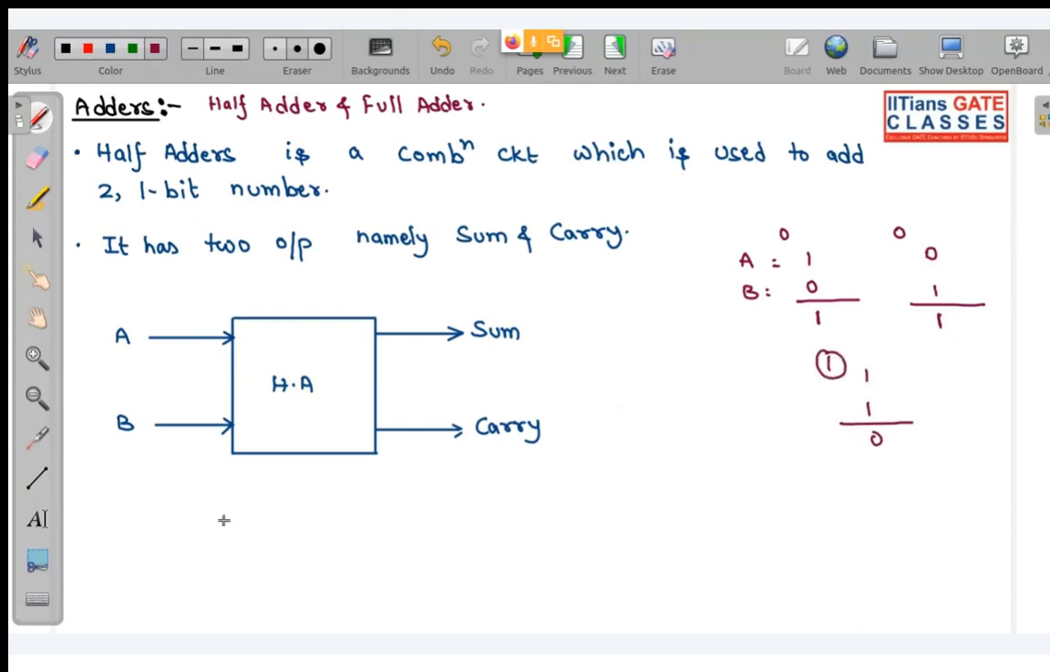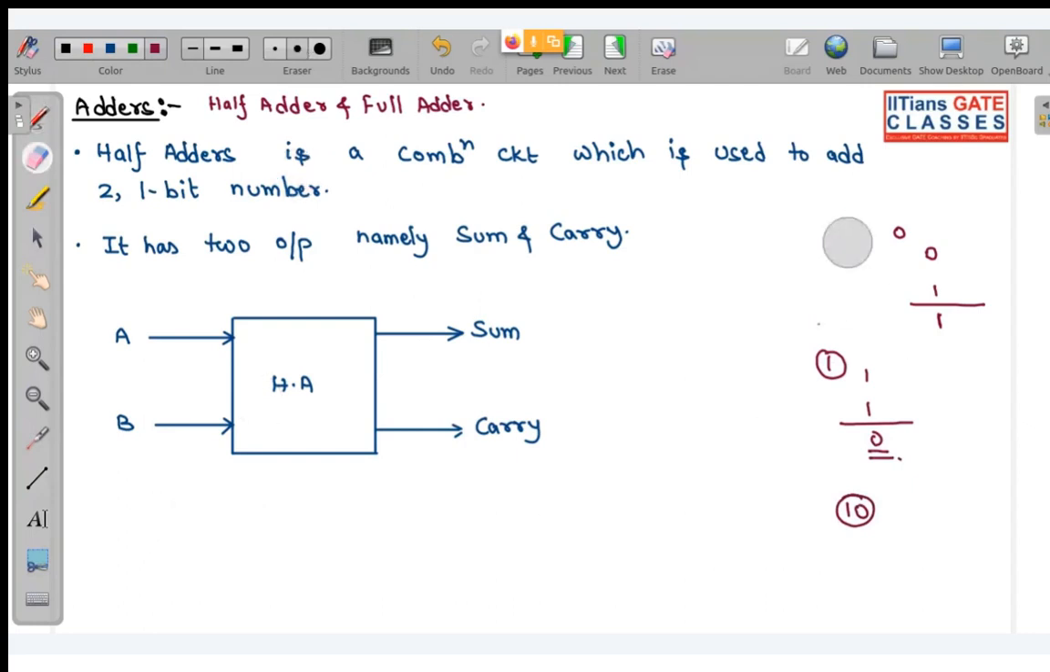Now remember that in Boolean algebra, I told you 1 plus 1 corresponds to 1. But this is Boolean arithmetic. So 1 plus 1 is basically 2, and 2 corresponds to 1, 0 in binary. So this sum is 0 and this 1 is the carry. Okay. So now let us see what this half adder is.